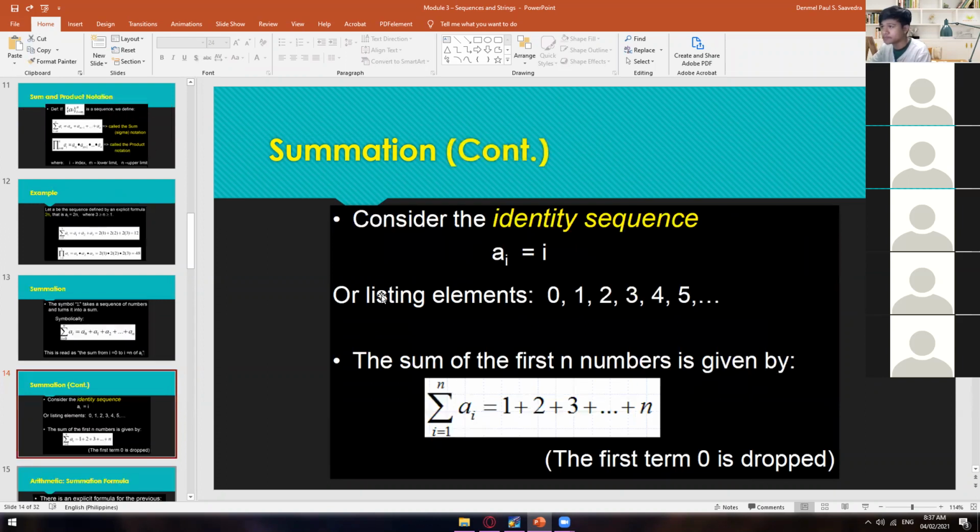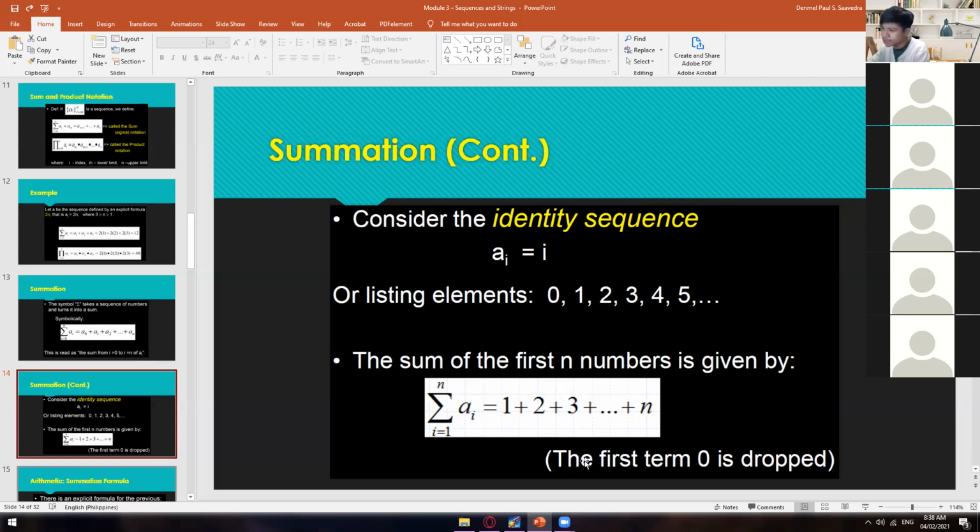So we have here the continuation. Consider the identity sequence a sub I is equal to I. As I told you a while ago, this a sub I is sometimes or mostly just I, or listing elements of 0, 1, 2, 3, 4, and 5. The sum of the first n numbers is given by this formula. Again, this one is just increasing by 1. So I is equal to 1. This is your starting point. So you start with 1 and then go up to the maximum, or the upper limit.